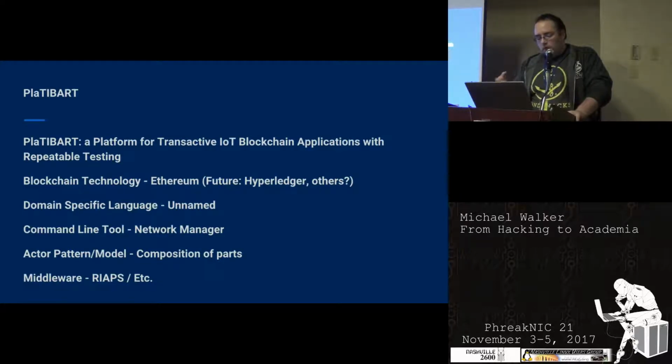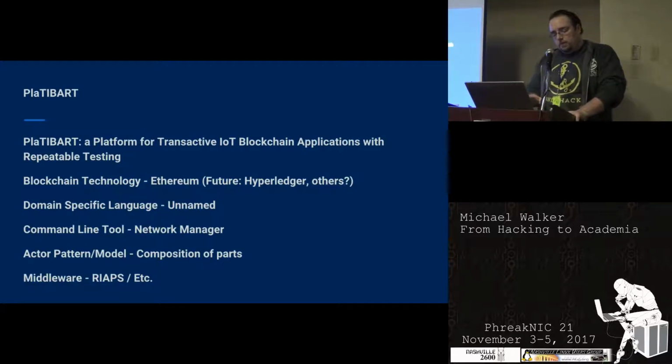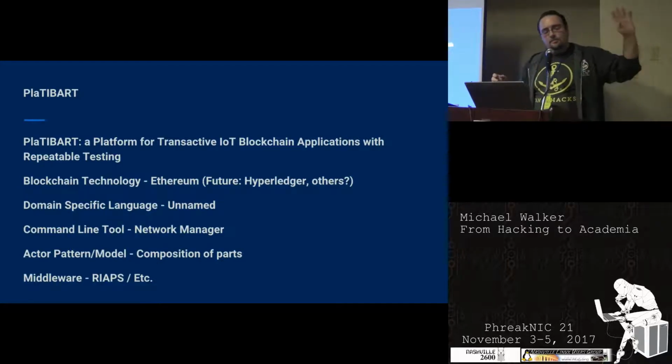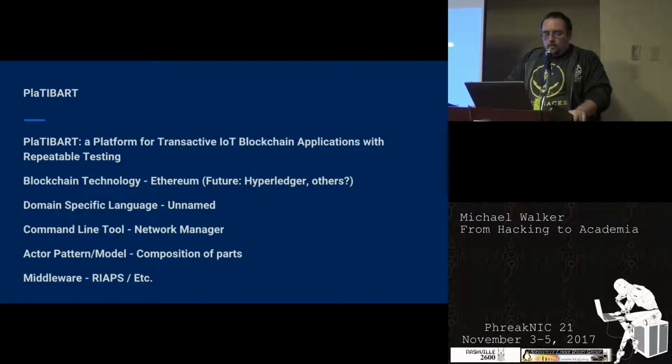And then the actor pattern model, composition of parts, and middleware, RIAPS. I'm not going to get too deep into those, especially the middleware. If you're not familiar with what a middleware is, it's basically a set of services that provide an API for you that handle things for you. In this case, RIAPS is a middleware specifically designed at Vanderbilt at ISIS. You say that out loud in public and you get weird looks. Anyways, RIAPS is a middleware to provide services such as network communication, timing, and a bunch of other things like that. You can find the research papers on Google Scholar. It's quite easy if you're actually interested. It's designed for IoT applications.